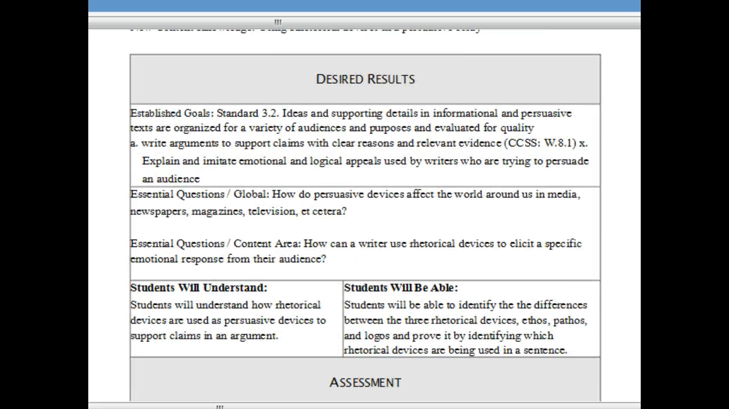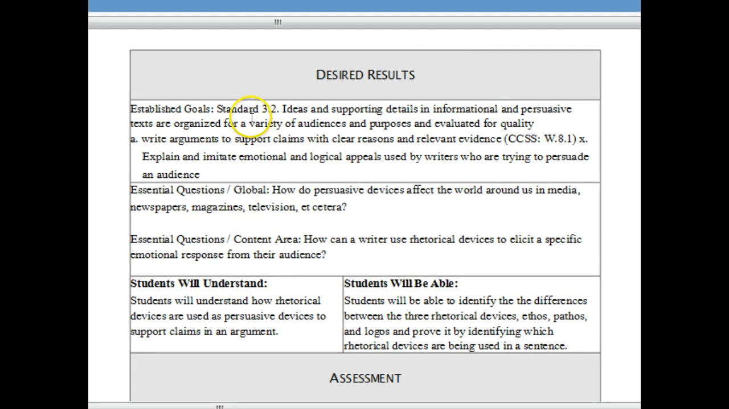All right. I like the fact that you dug down through the standards into the evidence outcomes. So what I'll be looking for is to see if you wrote a lesson plan in which you're teaching students to write arguments to support claims with clear reasons and evidence. All right. Your essential questions are great. I hope to see those in your lesson plan.